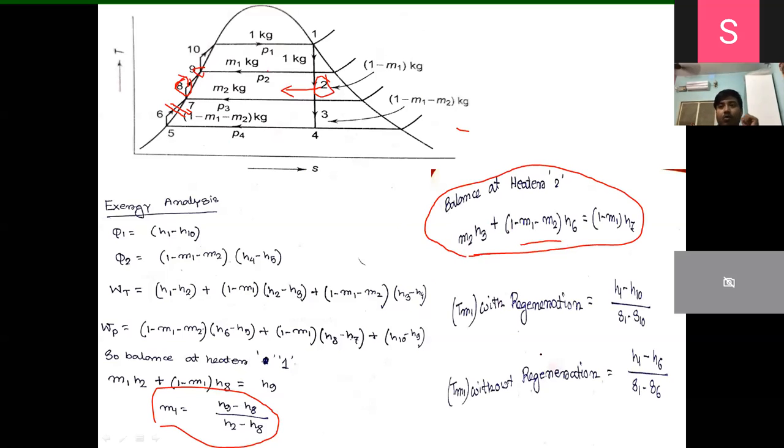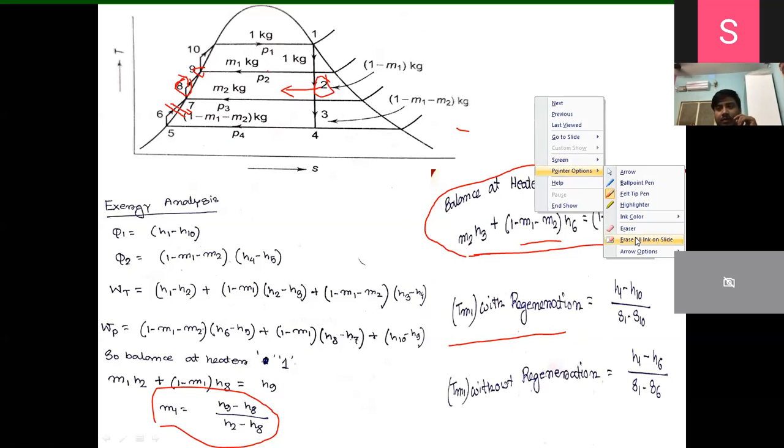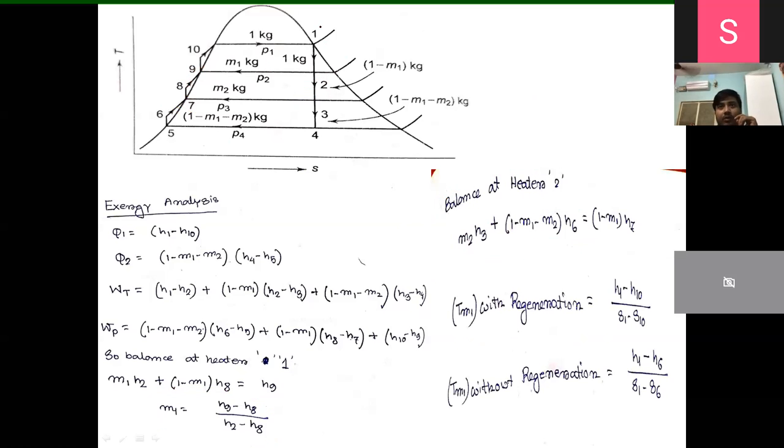Now what is the mean effective temperature of heat addition? So first we will see with regeneration. With regeneration, how much will be the heat addition? It will be H1 minus H10 by S1 minus S10. So it is the mean effective temperature of heat addition with regeneration, that I was talking about.